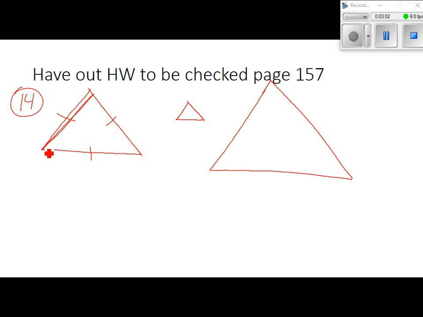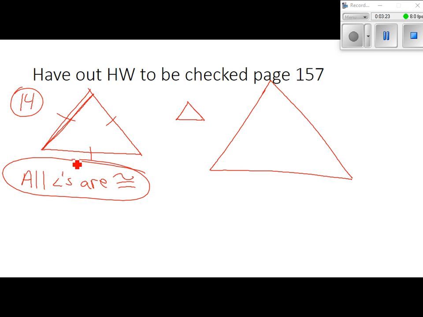What looks to be true with this one? The angles look the same? So what might be the conjecture that we can say here? If all the sides are the same, what do we know about the angles? So all angles are congruent. Is that the only conjecture that you could have come up with?